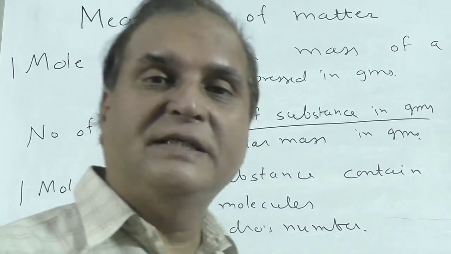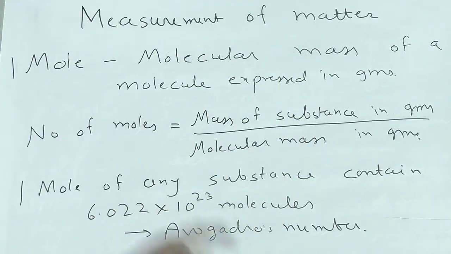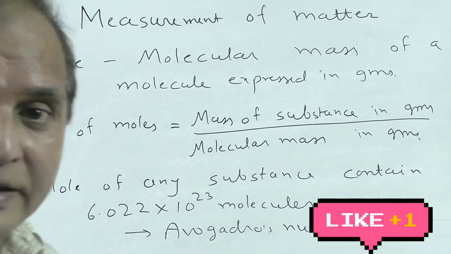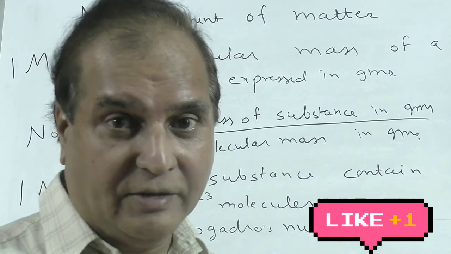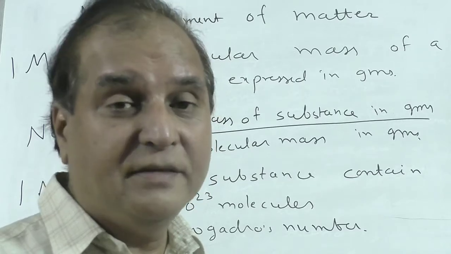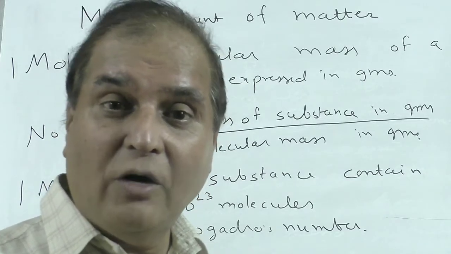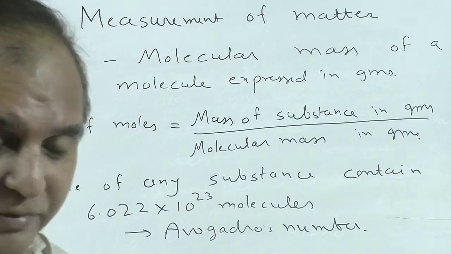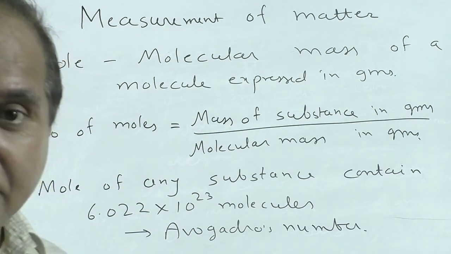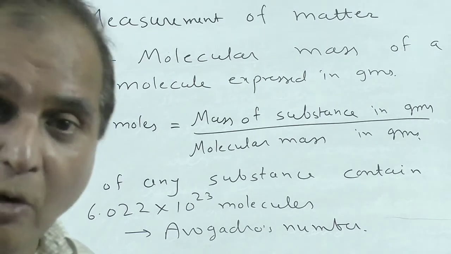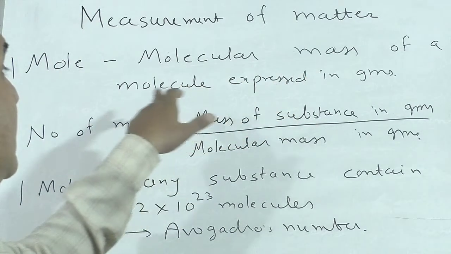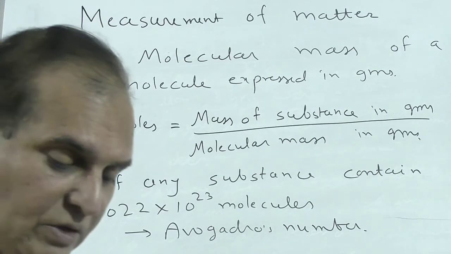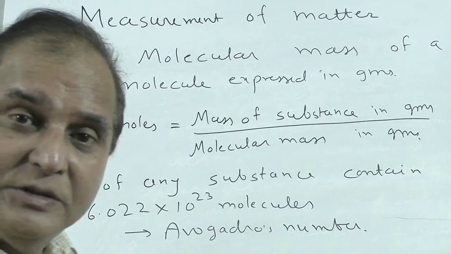Now coming to the important concept of mole. What is 1 mole? Molecular mass, like the one we calculated for water, is 18. So 18 gram of water is 1 mole. If we put grams on the molecular mass, then it becomes 1 mole. Molecular mass expressed in grams is 1 mole. So 18 gram of water is 1 mole.